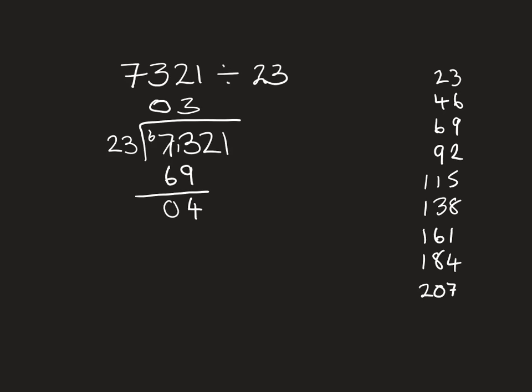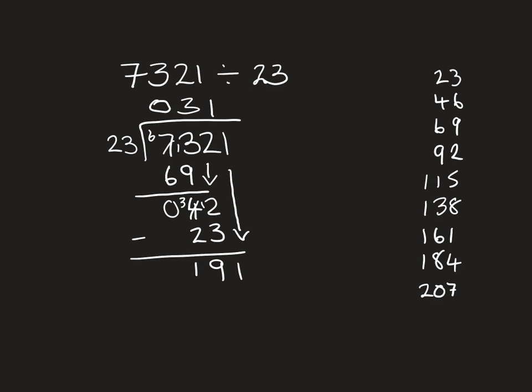6 take away 0. Drop down my 2. So I have 42. How many 23s go into 42 without any remaining? Only 1. So I take away 23. So again, I have to exchange. So 12 take away 3 is 9. 3 take away 2 is 1. Drop down my 1. So I have 191.